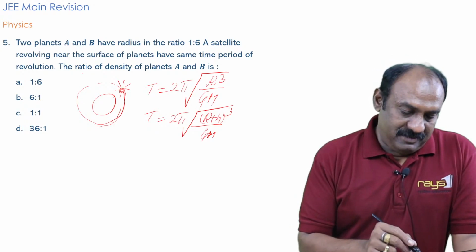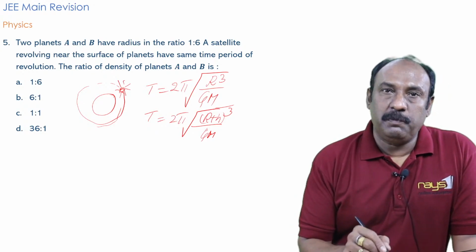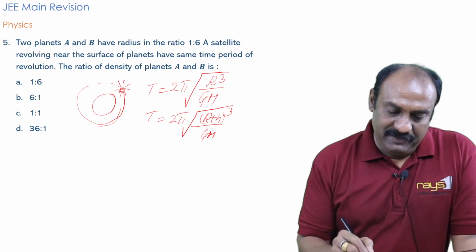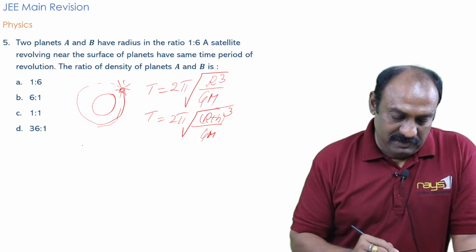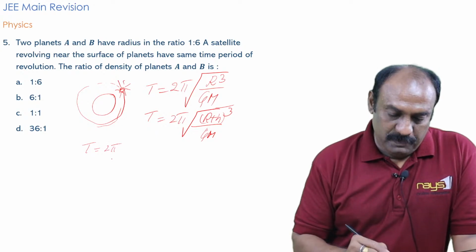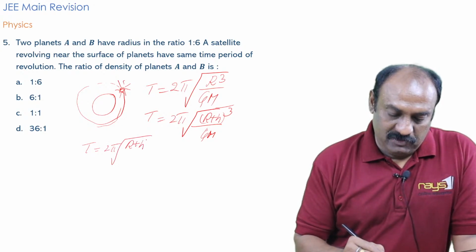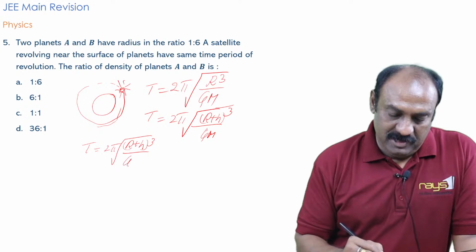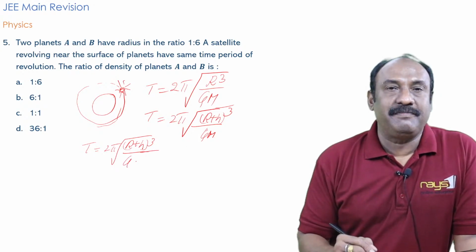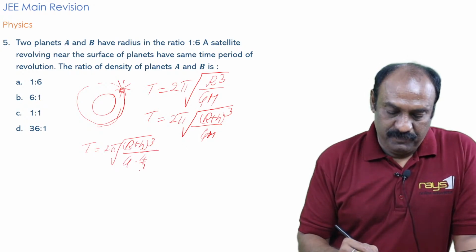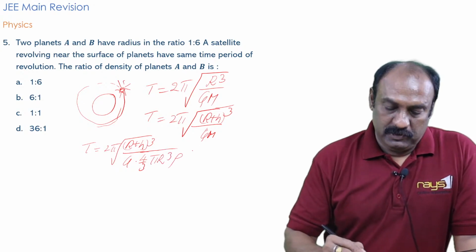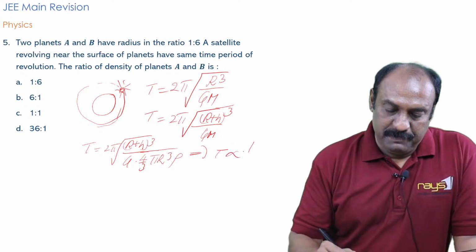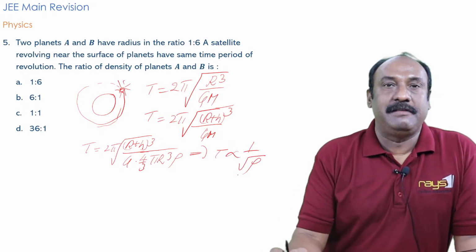But in this case, for two planets the ratio of their densities is given, that we have to calculate. So in terms of density you have to convert this equation: T equal to 2 pi root of (r plus h) whole cubed by g into mass of the planet, which is 4 by 3 pi r cubed into density. So time period is inversely proportional to square root of the density of the planet.